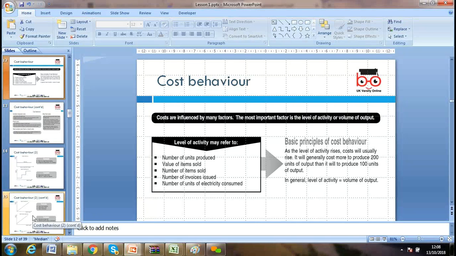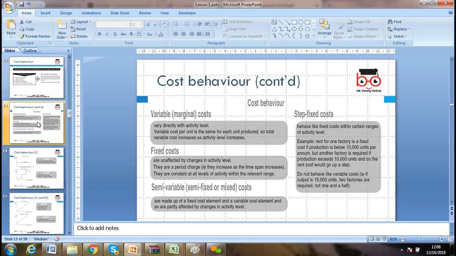So that's the level of activity, maybe number of units produced, number of items sold, number of invoices issued, number of units of electricity consumed. All of these costs are known as variable cost, also known as marginal cost, which vary directly with the level of activity. Variable cost per unit is the same for each unit produced. The total variable cost increases as the level of activity increases.